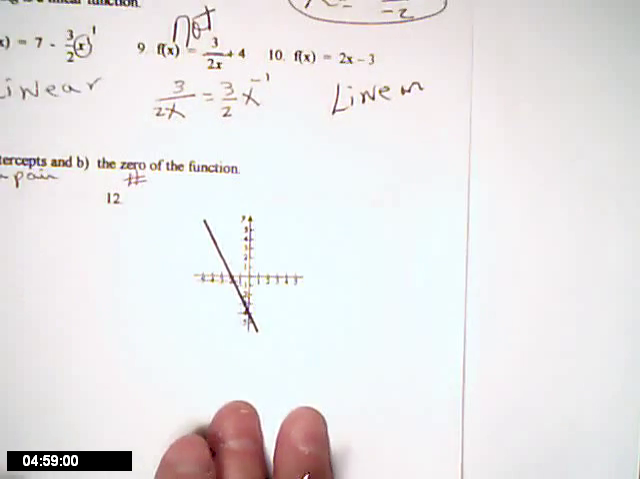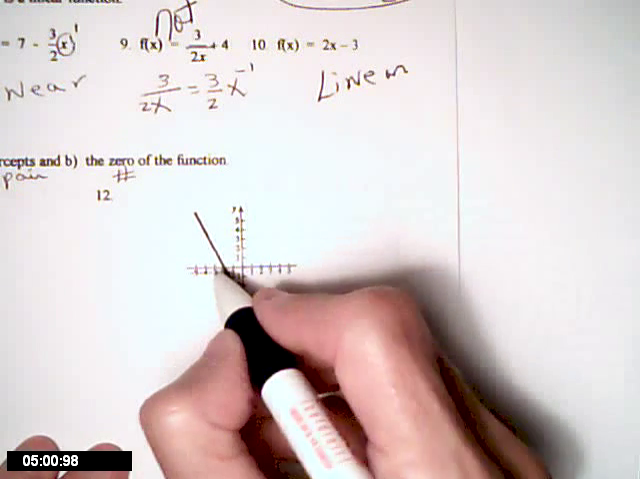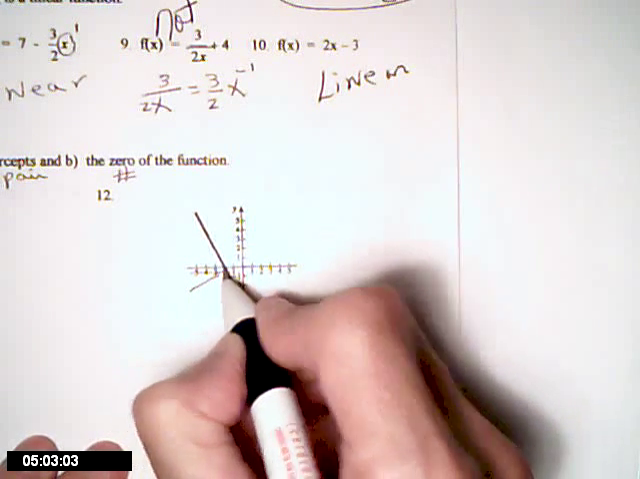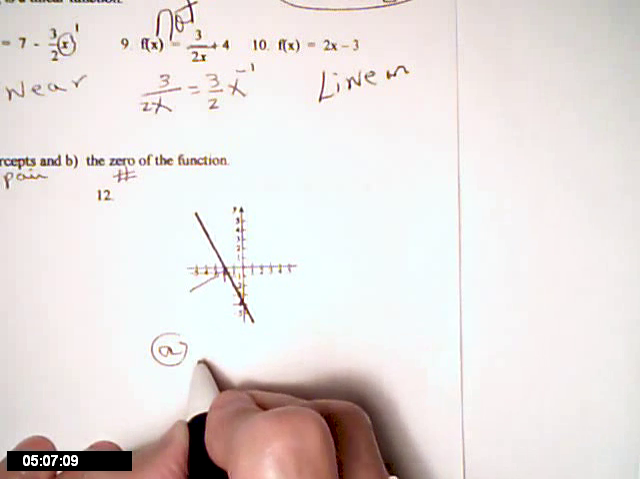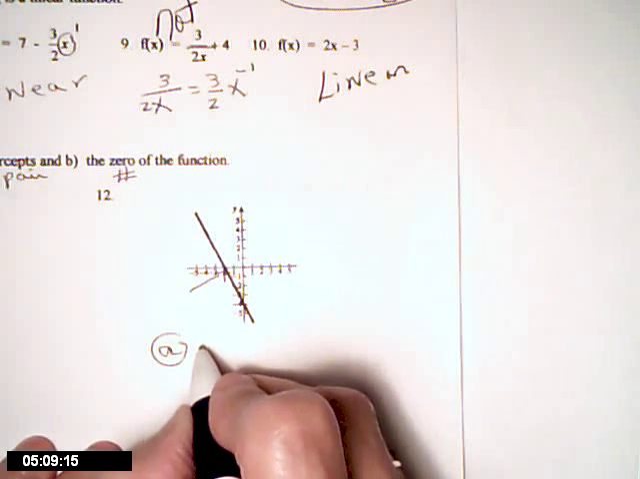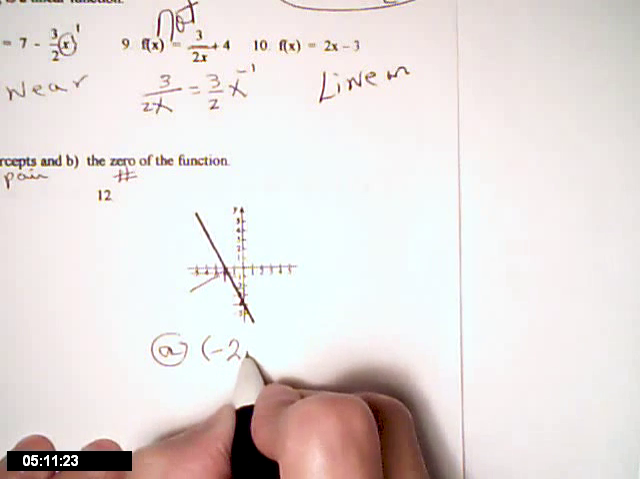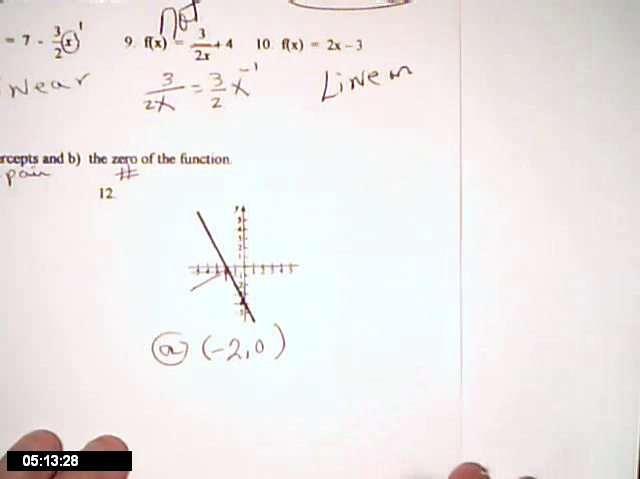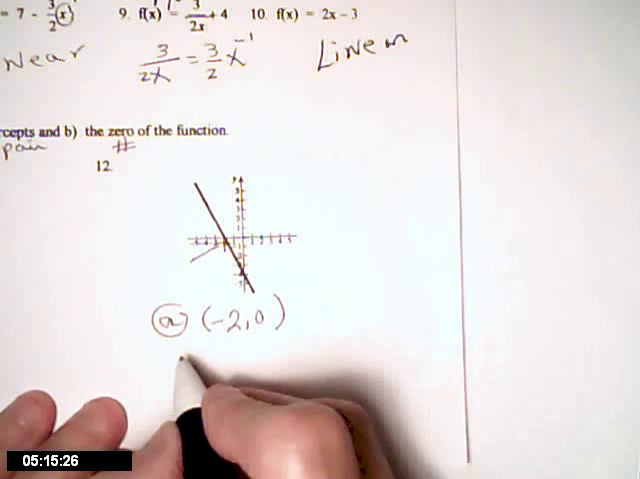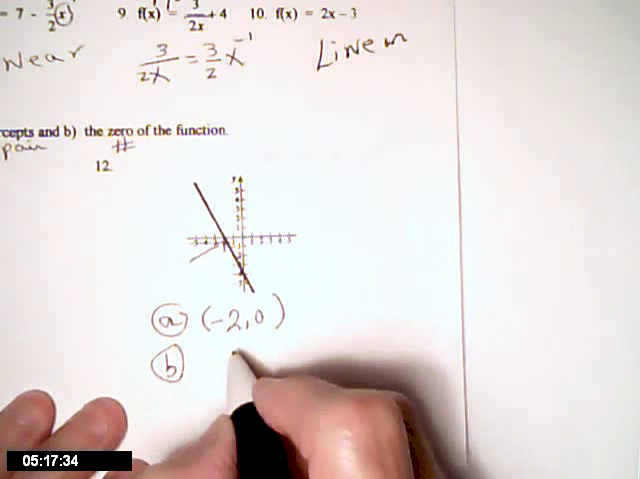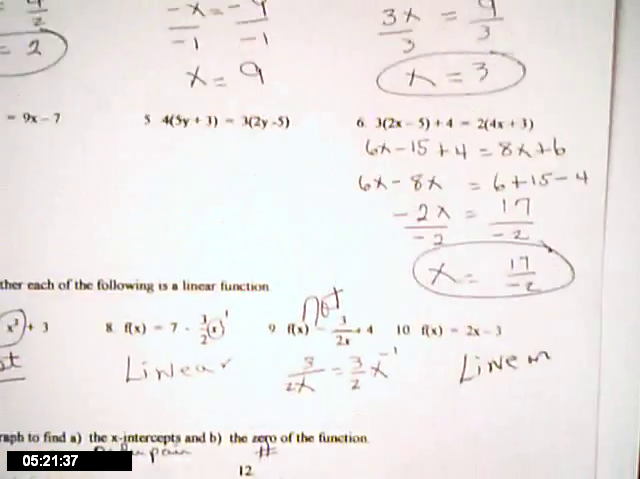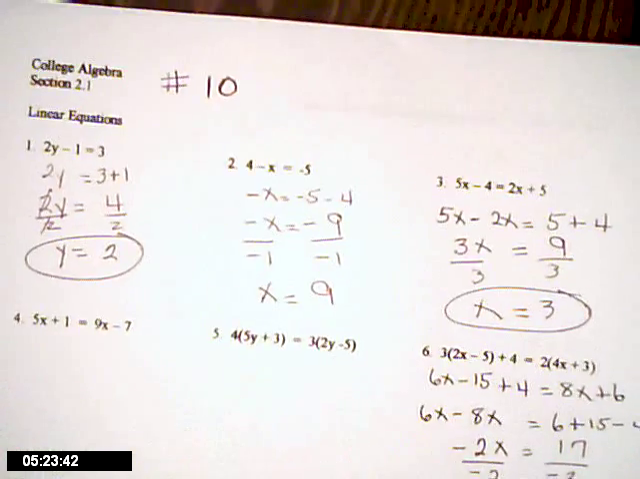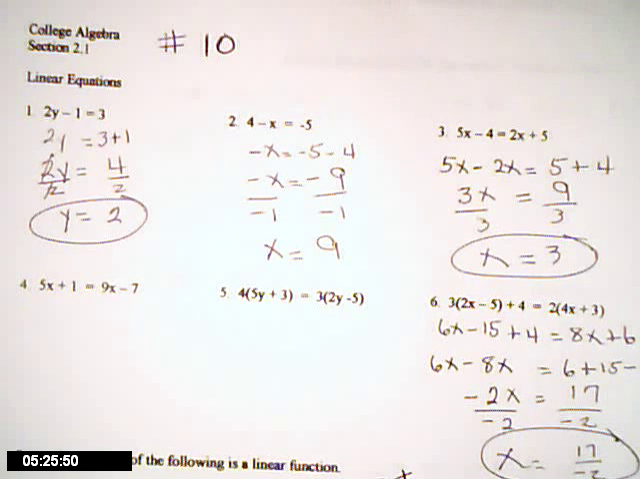Problem number 12. Where does the graph cross the x-axis? Well, it's right there. So the first answer, the ordered pair, which is the x-intercept, would be negative 2, 0. Remember, an x-intercept always has y equals 0. And B, the zero would just be the number negative 2. This is the first part of your homework number 10, section 2.1.